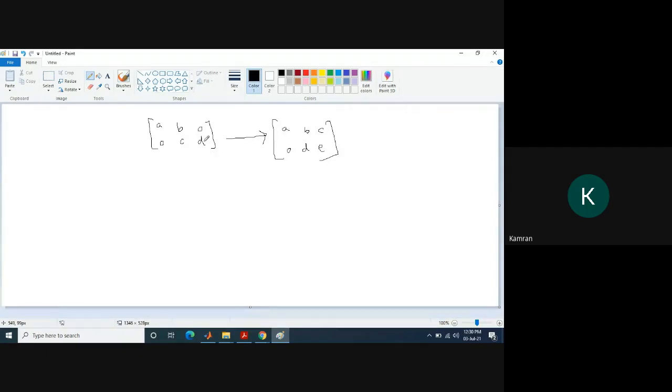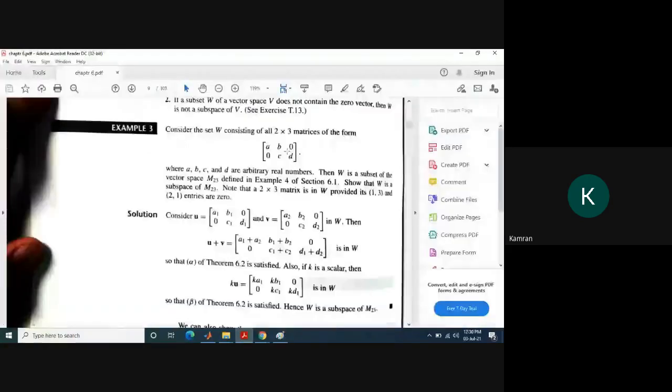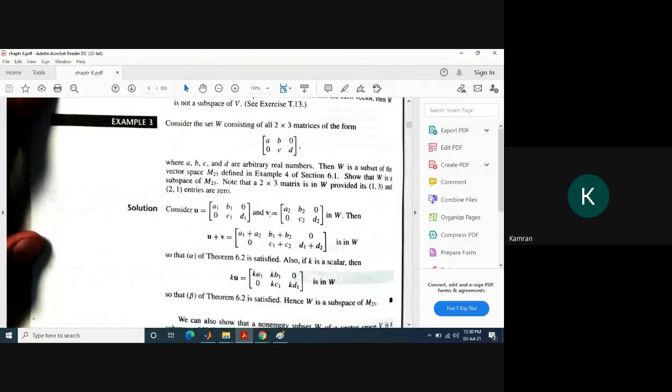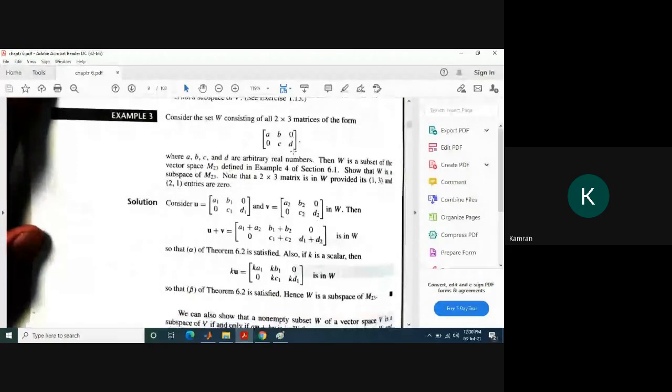So here this is given that we have a matrix which contains 2 rows and 3 columns. We need to show that it is a subspace. So consider any 2 elements from this space. u is A1 B1 0 and 0 C1 D1, and v is A2 B2 0 and 0 C2 D2. Then their sum is like this, which is again in the same form. So this belongs to W. Also, if we consider a scalar multiple of this, it will again belong to W. So W is a subspace. Also, we see that if we take 0 0 0 and 0 0 0, so 0 belongs to W, so it forms a subspace.